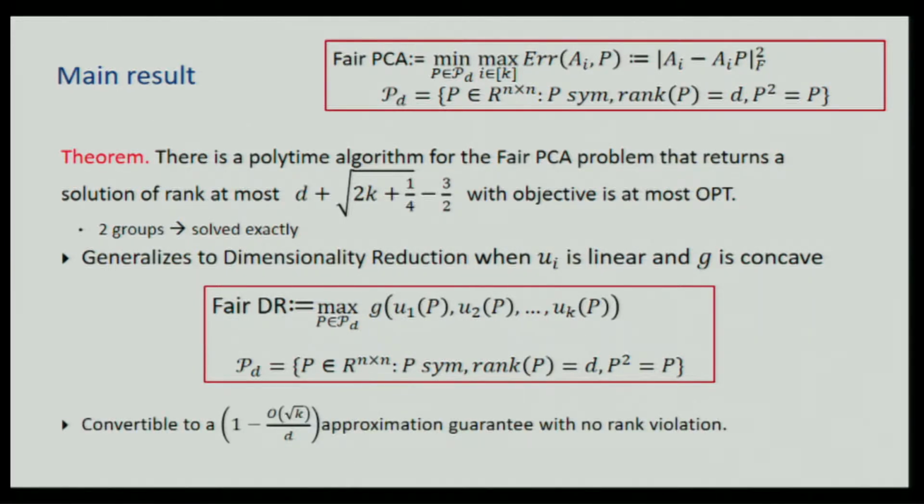Now, if you care about keeping exactly d, you don't want to make the dimension more than d, then you can turn this into the same algorithm by just asking for a smaller dimension up front. You can make it a 1 minus order square root k over d approximation to this maximization problem. And then there's no rank violation. So you can get either of the two. It's a bicriteria approximation.